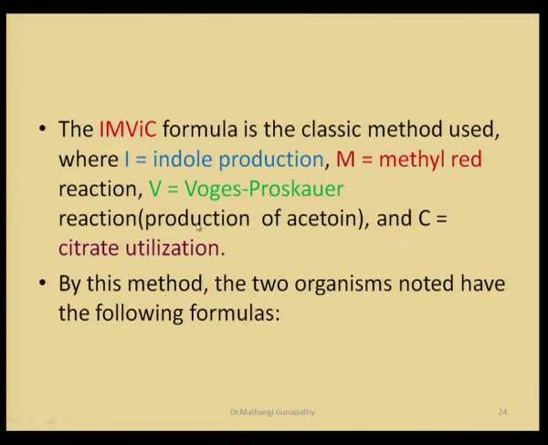So depending upon whether the organisms answer these tests positively or negatively, we can say that this is the particular organism in the contamination zone, which contaminates the foodstuff or the drinking water. For example, using this IMVIC test, two organisms have the following formulas.